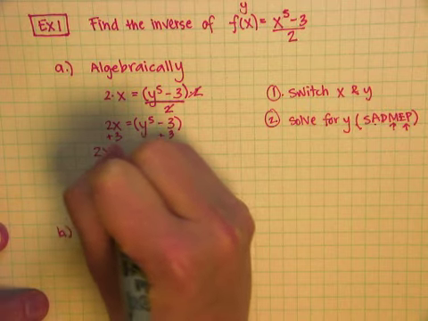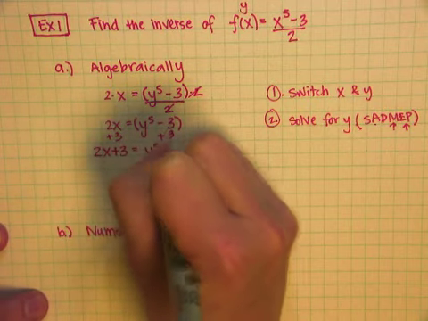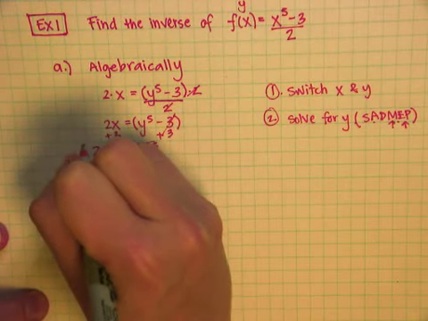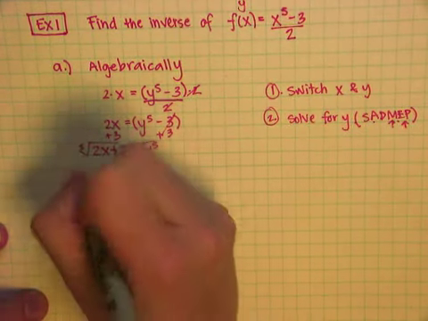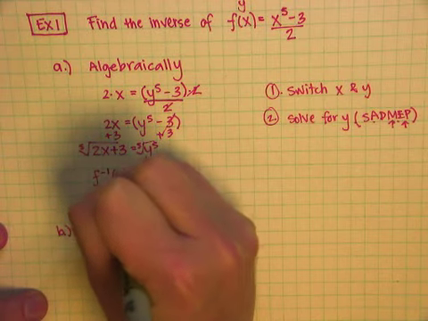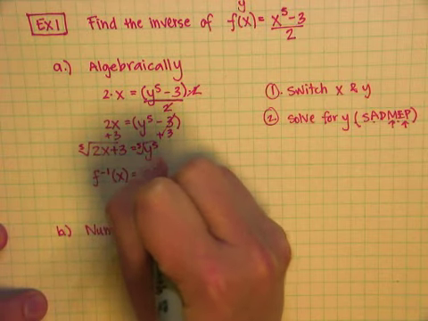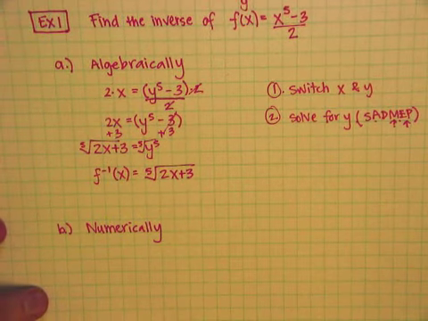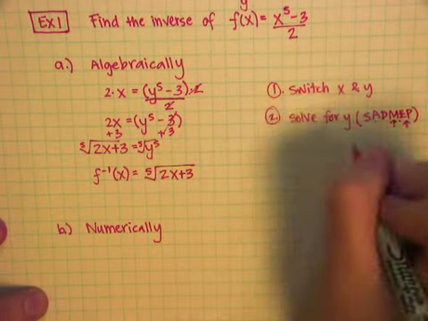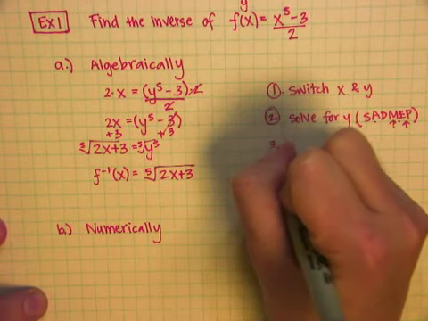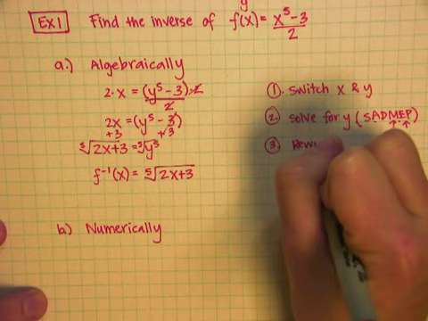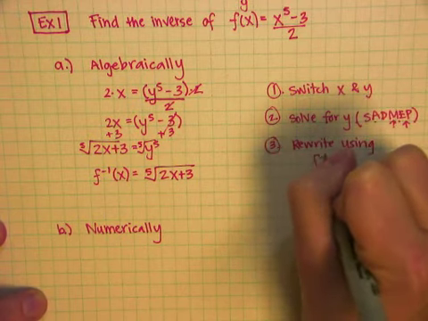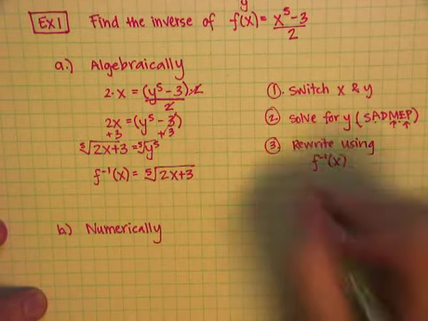So I get 2x plus 3 equals y to the 5th. And now I get to my exponent, so I'm going to take the 5th root of both sides to cancel out my 5th power. And I get that my inverse function algebraically is the 5th root of 2x plus 3. Okay. So let's see, switch x and y, solve for y, and then the last thing is to rewrite using your inverse notation, which is f inverse of x.